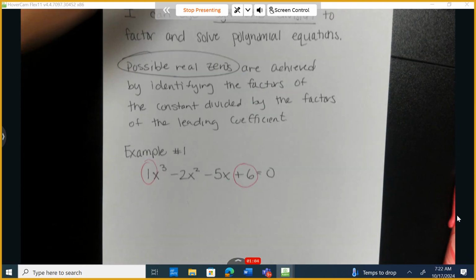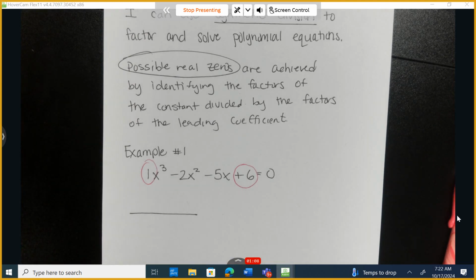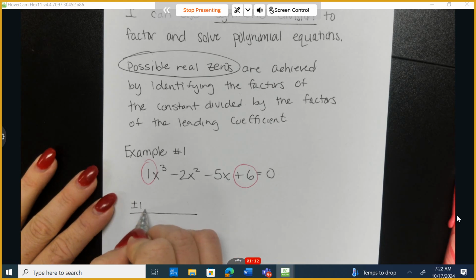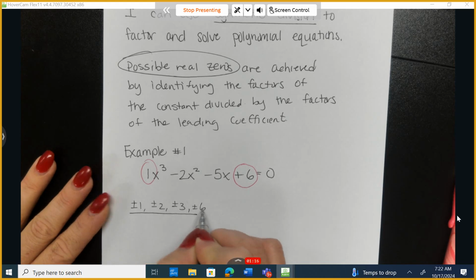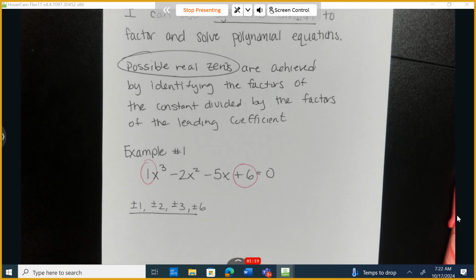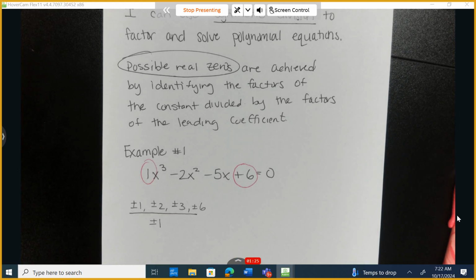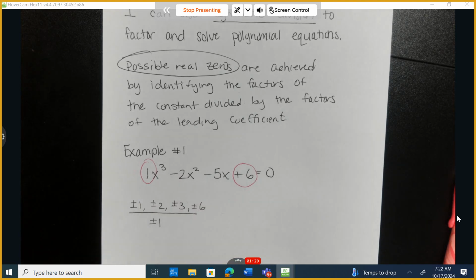We are going to write down in the numerator all the factors of 6, both the positives and the negatives. So factors of 6 would be plus or minus 1, plus or minus 2, plus or minus 3, or plus or minus 6. These are all the numbers that nicely divide into 6, and when you divide, you get no remainder. What are the factors of 1? Only positive 1.